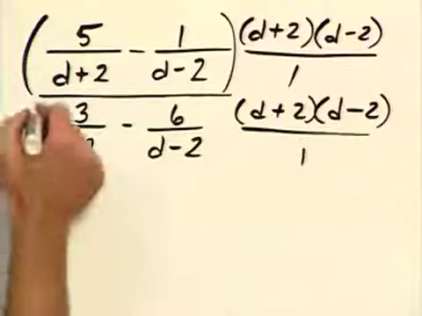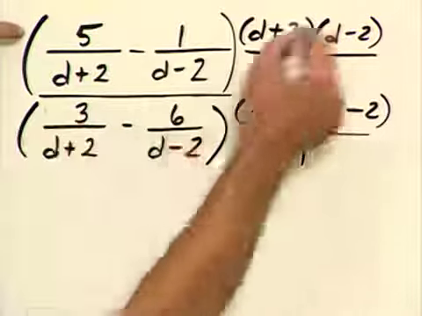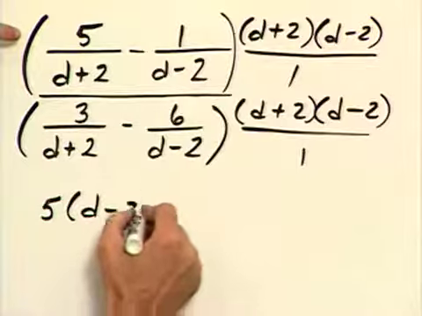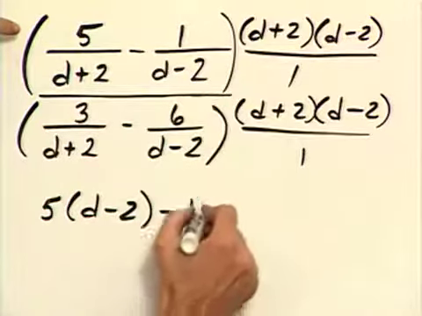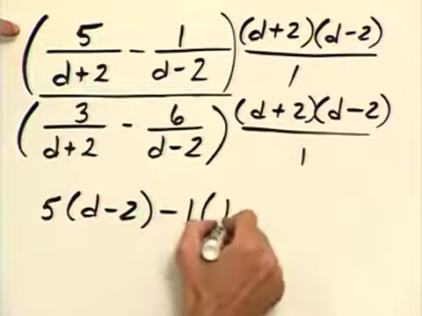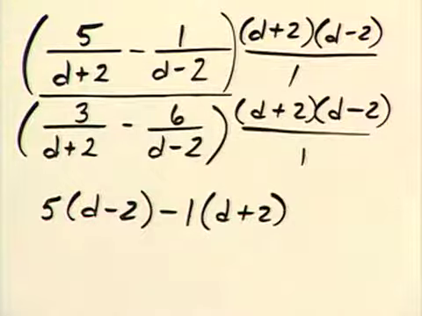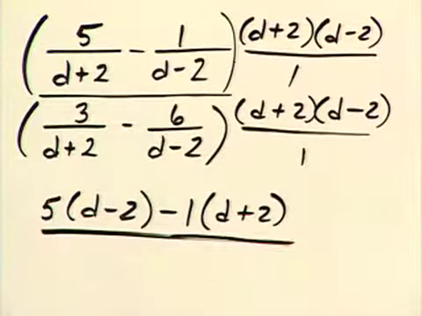When we multiply the top by that least common denominator, my d plus 2's will cancel out, and I will be left with 5 times d minus 2. Then I have minus because of the minus sign, and I'll have 1 times d plus 2, because my d minus 2's will cancel out. On the bottom, the same thing is going to happen, and we'll get rid of our fractions this way.